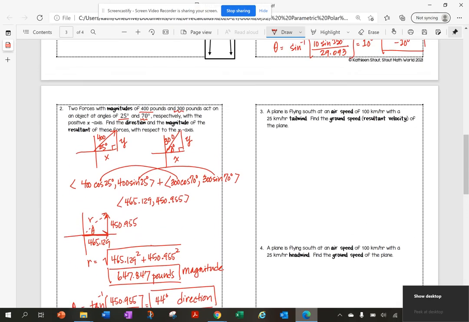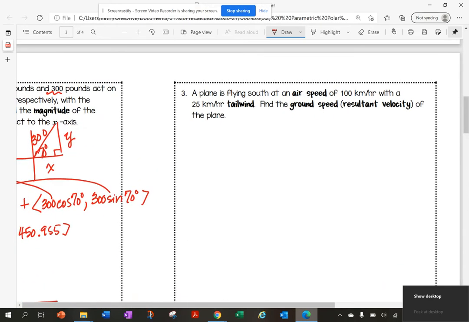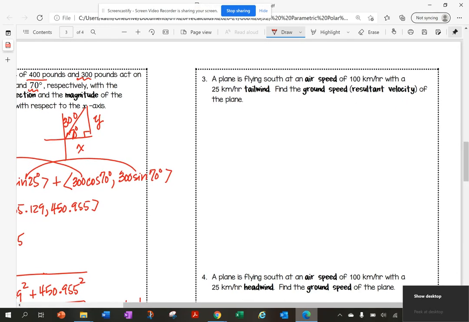So let's go through these couple examples. Okay, a plane is flying south at an airspeed of 100 kilometers per hour with 25 kilometers per hour tailwind. Find the ground speed, which is the resultant velocity of the plane. Okay, so I'm going to sketch in a compass. So north, south, east, and west.